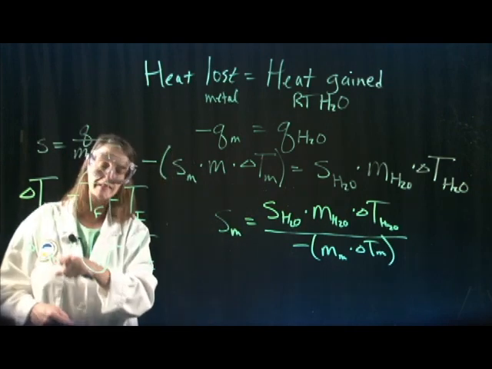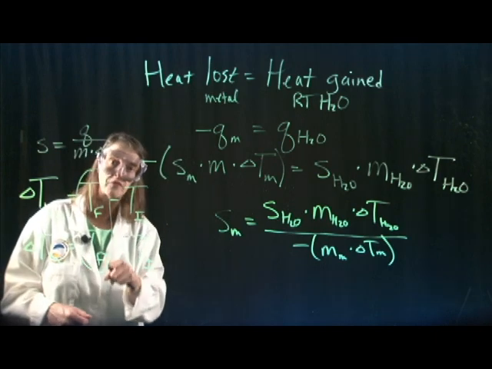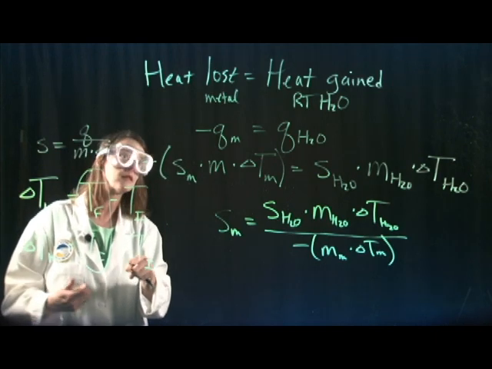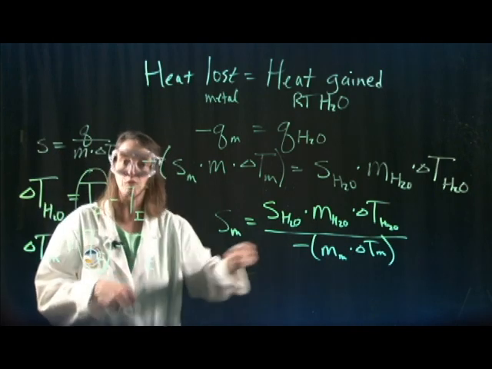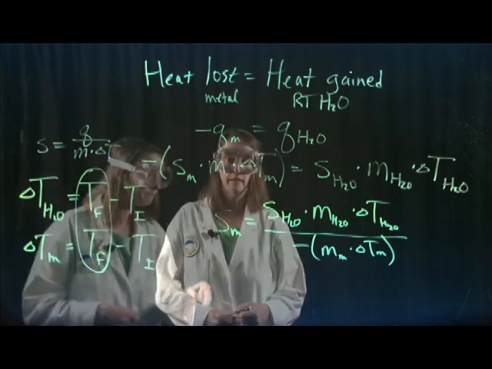Notice in the case of delta T of the metal, this is going to give us a negative number, right, because the metal cools down. But that's okay, there's a negative sign here. Those negatives will cancel out and you don't have to worry about them.